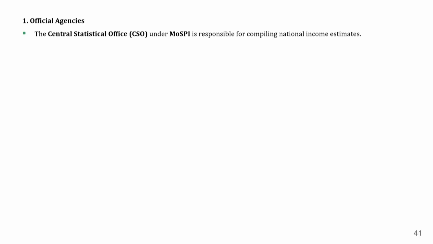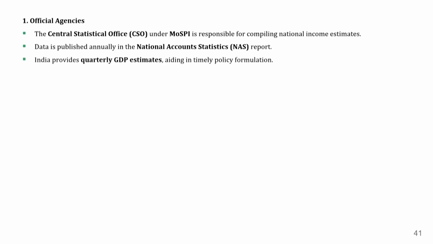So let's now move to the last part of this session, that is national income accounting in India. Let me start with the official agencies. It's mainly done by the Central Statistics Office under MOSPI, which is responsible for compiling national income estimates. Data is published annually or even quarterly. Sector-wise quarterly GVA is also reported separately for agriculture, manufacturing and the service sector.